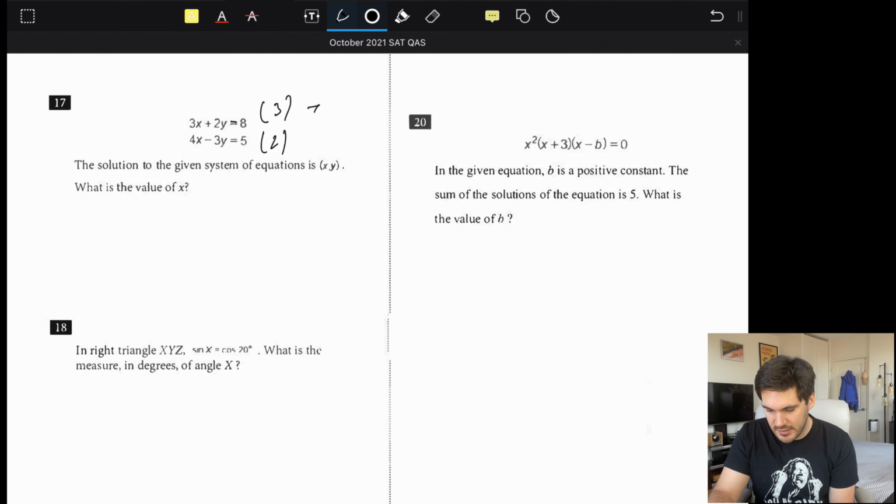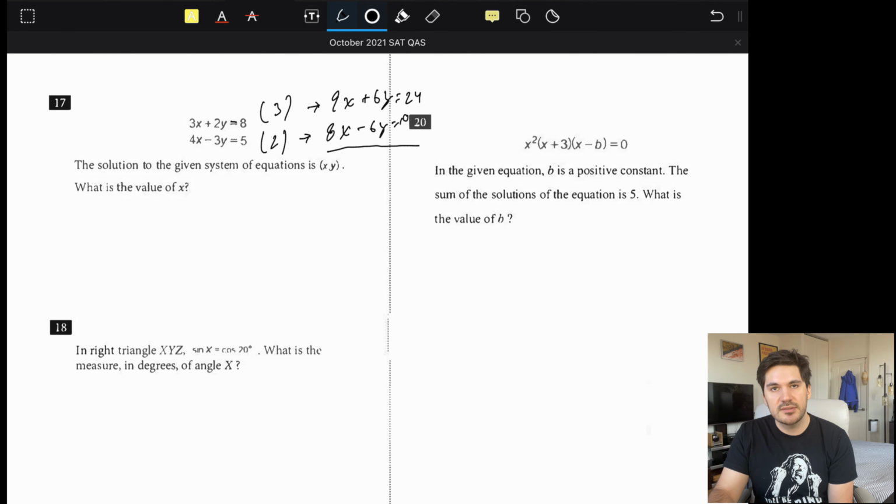So this gets us 9x plus 6y equals 24. And this gets us 8x minus 6y equals 10. And now you can just add the two equations to eliminate the y's. Because then you'll get 17x equals 34. So x equals 2.